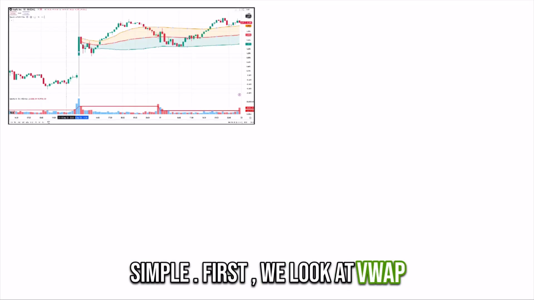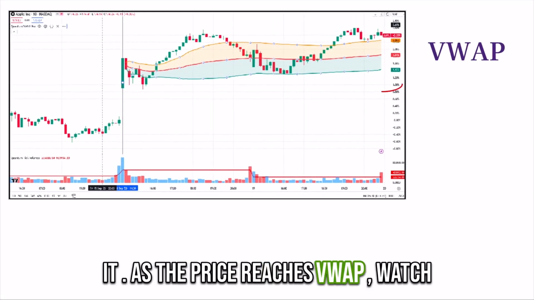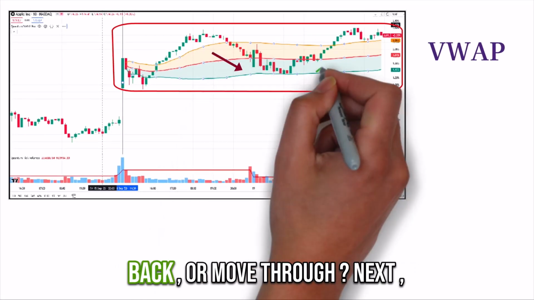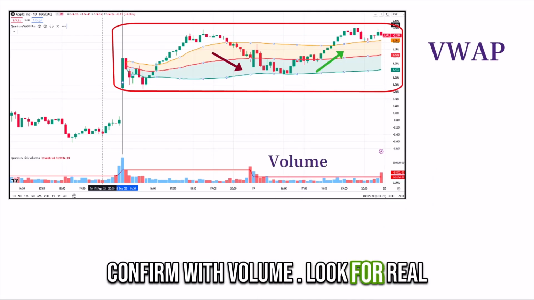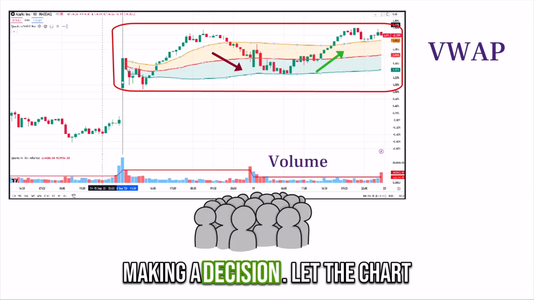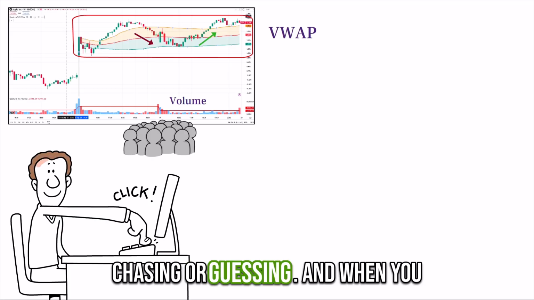The process is simple. First, we look at VWAP, then wait for price to move toward it. As the price reaches VWAP, watch how it behaves. Does it hold, pull back, or move through? Next, confirm with volume. Look for real participation behind the move. Then wait for the candle to close before making a decision. Let the chart prove itself so that you are not chasing or guessing.